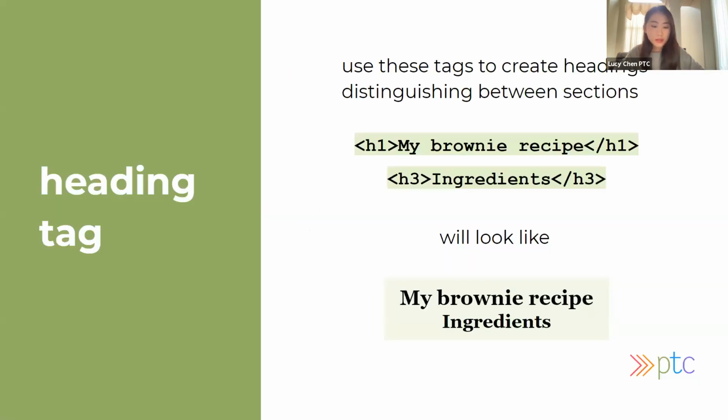Next, we have some commonly used tags. We have the heading tag, which is used to distinguish between different sections of information, similar to headings in an essay. You can have different levels of headings, with H1 enclosed in open and closed angle brackets being the highest level, and then H6 being a lower level.